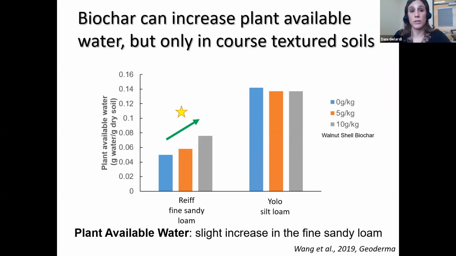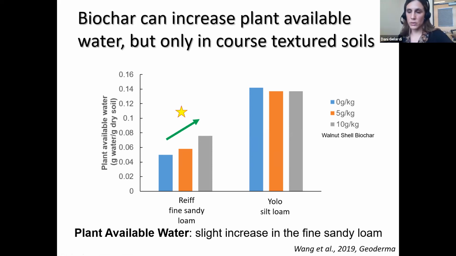But one really interesting result from these trials was when he added the biochar at 3 different rates. The blue is the control, and then the orange and the gray are increased rates. Here on the y-axis, we have plant available water. That's the water that the plant can feasibly access from the soil through suction. In the Yolo silt loam, there was no difference. So biochar did not increase plant available water. However, in the fine sandy loam, there was an increase in plant available water with an increase in biochar application rate. And this is really important in a sandy soil.